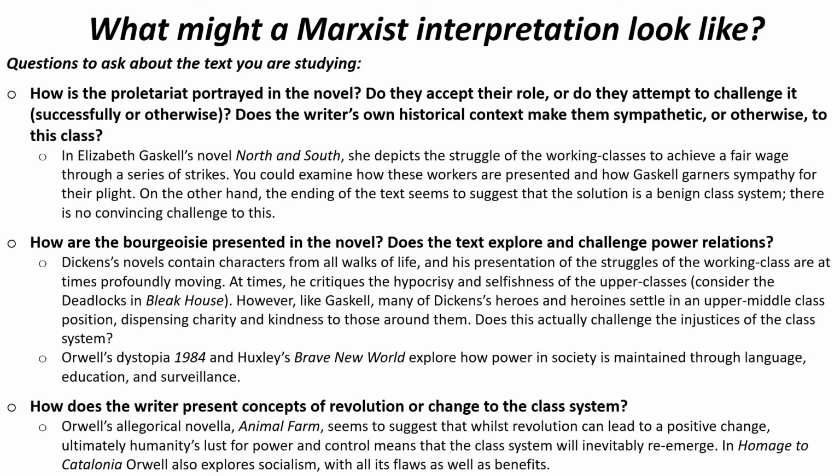And in his historical text, Homage to Catalonia, Orwell also explores socialism with all its flaws as well as its benefits. And so the question that Orwell is asking, I suppose, is socialism the answer to this class struggle? Will it provide the solutions? Or is there some quality in humanity, that lust for power, that drive for control, which will always cause capitalism or capitalist type structures to re-emerge? Now, my readings of these texts, my interpretations of these texts on this slide are very reductive, I suppose. I'm only looking at it really from one lens, and I'm just trying to pose questions to get you thinking.